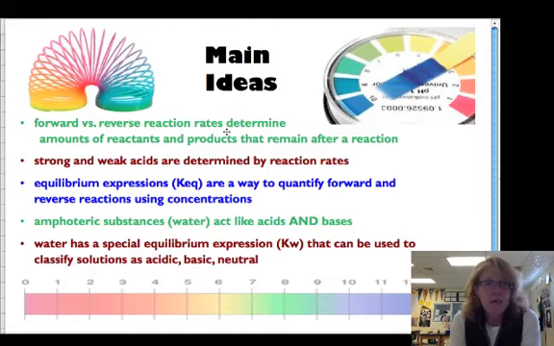We need to understand the concept of what an amphoteric substance is, that at equilibrium, water still kind of ionizes just a little bit, and that's an amphoteric substance. It can either act like a proton donor or act like a proton receiver, like a base or an acid, just depending on what it's mixed with. And then we can use that special equilibrium expression called the Kw, or the ion product constant, to be able to calculate ion concentrations, either hydroxide or hydrogen concentrations. And then we can classify solutions as acidic, basic, or neutral based upon the comparison of those two ions.